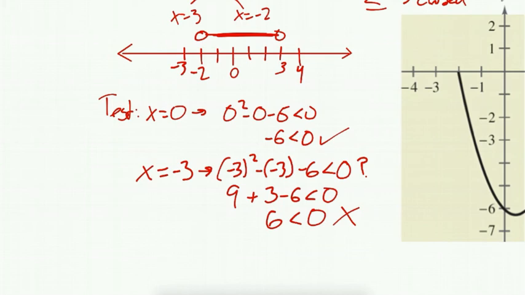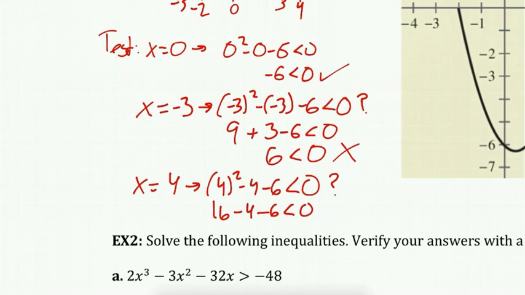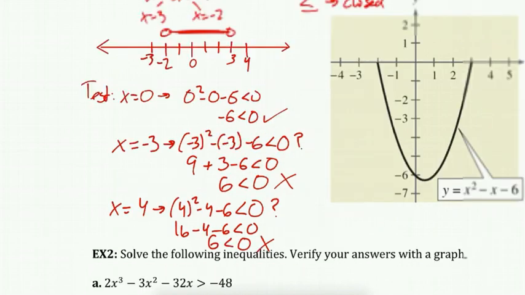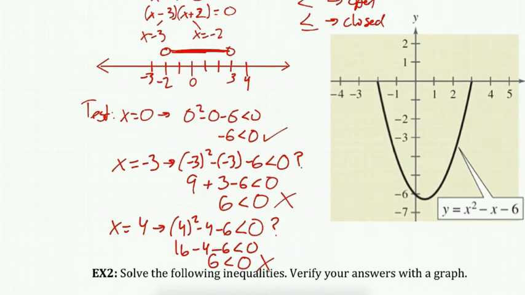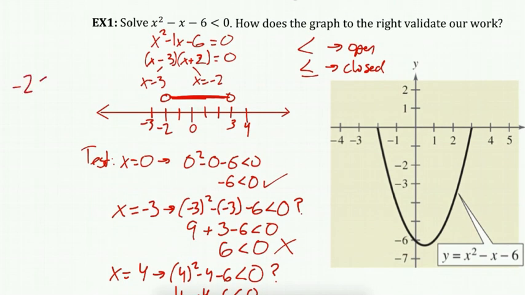We technically should test one off to the right as well. So let's test x equals 4. We'll do 4 squared minus 4 minus 6, seeing if that's less than 0. We've got 16 minus 4 minus 6. 16 minus 4 is 12, minus 6 is 6. We're at 6 again. Is 6 less than 0? No. So that means all of our solutions are between negative 2 and positive 3. Converting that into a final answer, we're going to say negative 2 is less than x is less than positive 3. It's every x value in between negative 2 and positive 3.